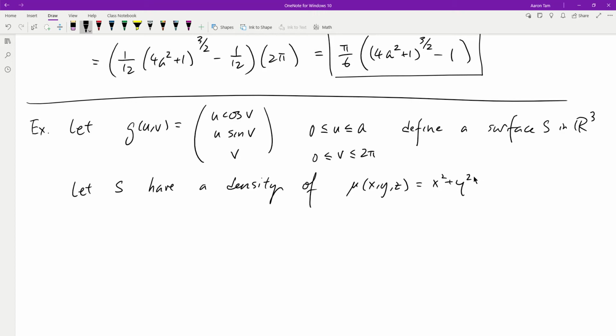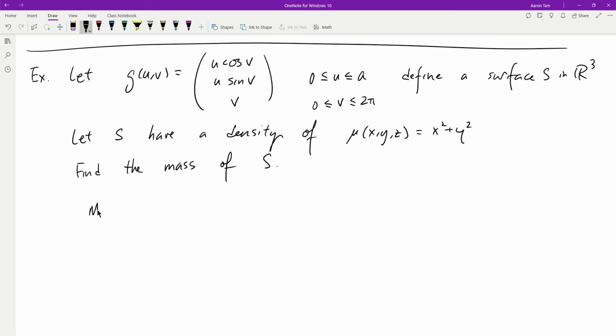Notice it doesn't give you a z value, but x squared plus y squared will form kind of like a circle. Or if you think about it, it's like the square root of x squared plus y squared, which is the distance formula. So what I'm going to want to do is go ahead and try to find the mass of S. So the mass of S, I'm going to call it M of S, is basically given by this integral. So that's the domain, the density function of the parametric representation of the surface multiplied by the surface area differential.